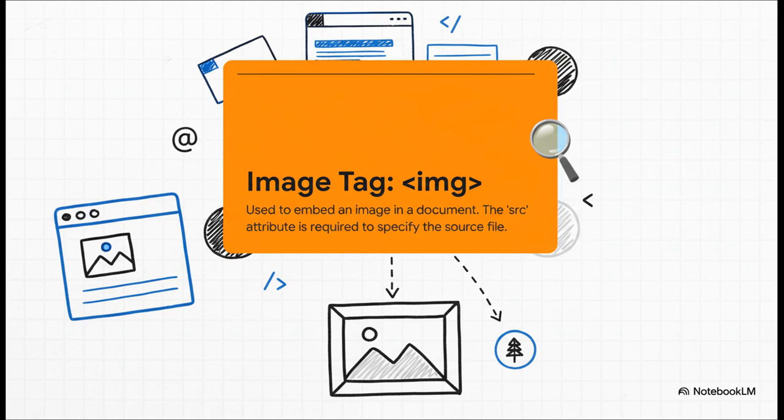But of course, the web isn't just text and links. To get a picture on your page, you use the image tag, IMG. And just like the anchor tag needs its href, the image tag needs a source attribute. Source just stands for source. It tells the browser where to find the image file it's supposed to display.